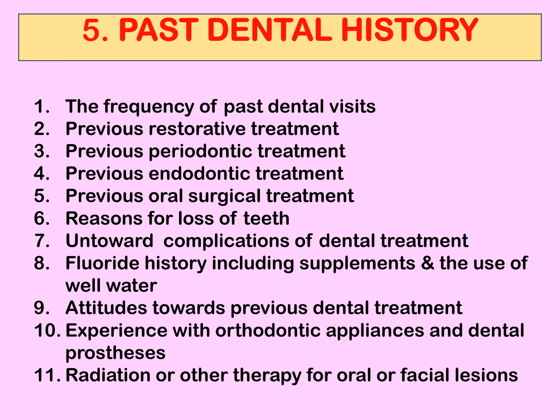Coming to past dental history, this tells us whether it is the first dental visit of the patient or not. Or if the patient had previous dental treatment, we ask him or her about tooth filling, scaling, root canal treatment, surgical procedures, tooth extractions. We also ask the patient about reasons for tooth loss, any untoward complications during dental treatment, fluoride history, including supplements and the use of well water. This also tells us about the attitude of the patient towards previous dental treatment. We ask the patient if he or she had experience with orthodontic appliance and dental prosthesis, or if radiation was taken for any facial lesions.